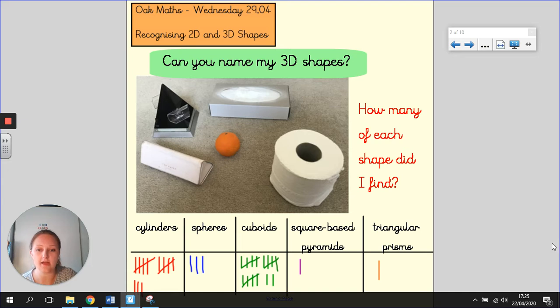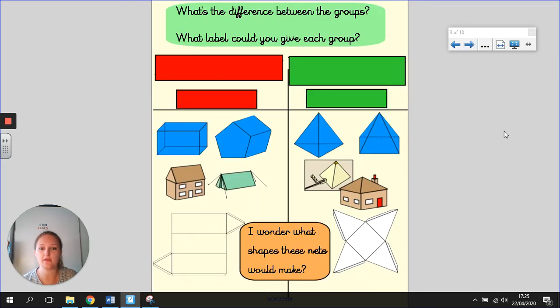How many spheres did I find? Which shape did I find the most of? Which shape did I find the least of? Okay, so if you have a look at these two columns, we've got the left-hand group and we've got the right-hand group. What's the difference between these two groups? Have a look at the shapes in each group. What's the difference between the shapes, the 3D shapes in each group?